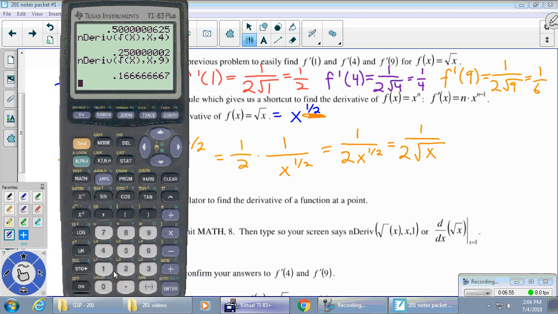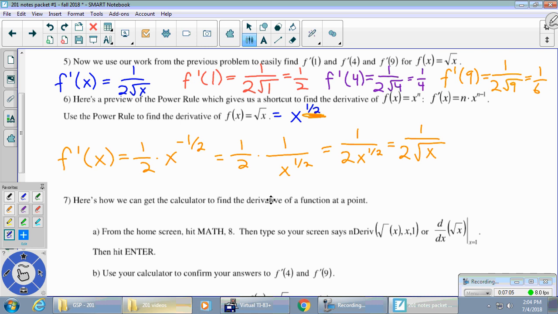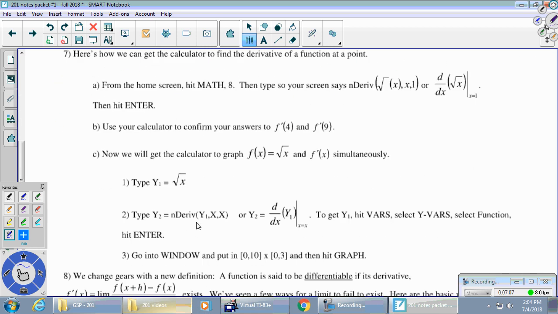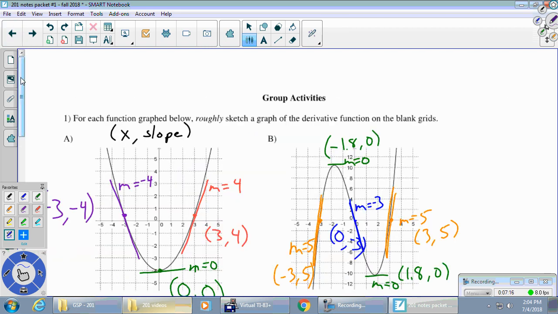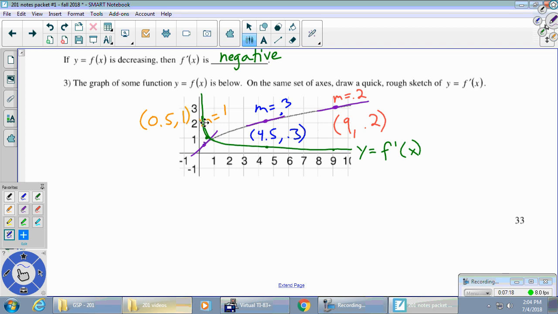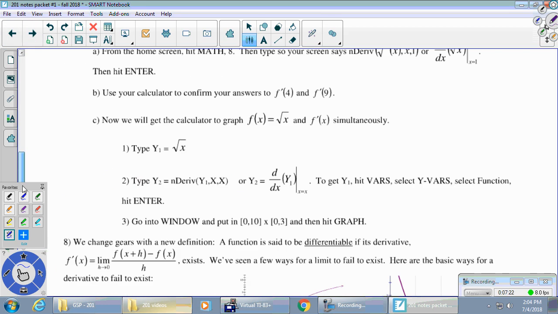I think I made a mistake when I said 1/6 was around 0.18 repeating. That was silly. 1/6 is 0.16 repeating. Okay, so that's how we get the calculator to estimate derivatives at a point. Now we can also ask it to graph the derivative, which is the green graph that we came up with way down here. We can ask the calculator to come up with this green graph. Let's take a look at how we do that.